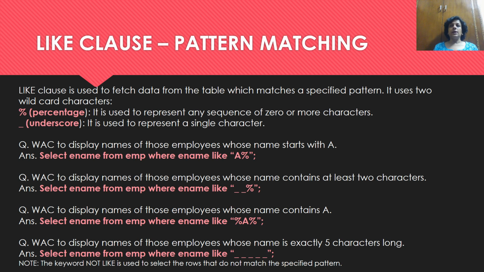Again, to display names of those employees whose name is exactly 5 characters long, the command would be select ename from M where ename like underscore underscore underscore underscore underscore. Remember that all these patterns must be enclosed in double quotes. Also, the keyword not like is used to select the rows that do not match the specified pattern.